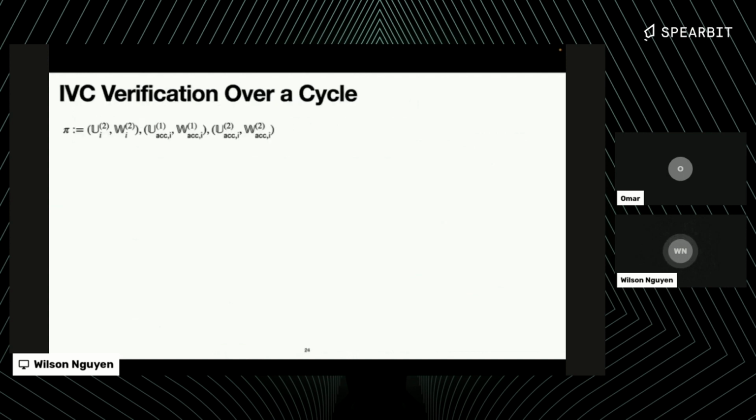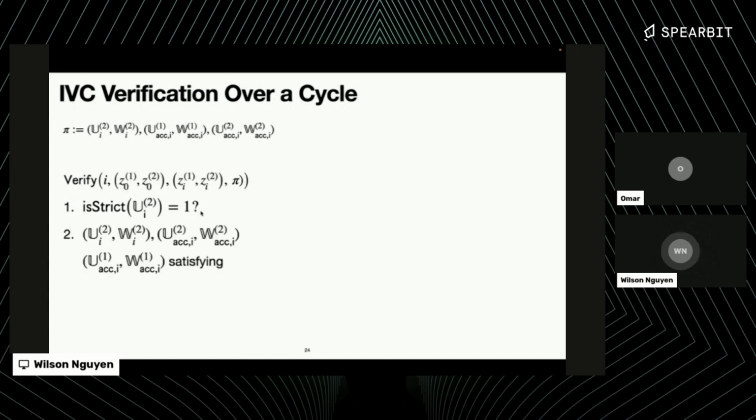So what does the IVC verifier actually do? The proof pi will consist of both those accumulators that we produced in every IVC step, plus the final strict instance. The IVC verifier takes in the claim that we've done I iterations for both functions. It takes in the IVC proof pi, which is above. It checks if that final instance is strict. It checks if all those pairs are satisfying for their respective constraint systems.